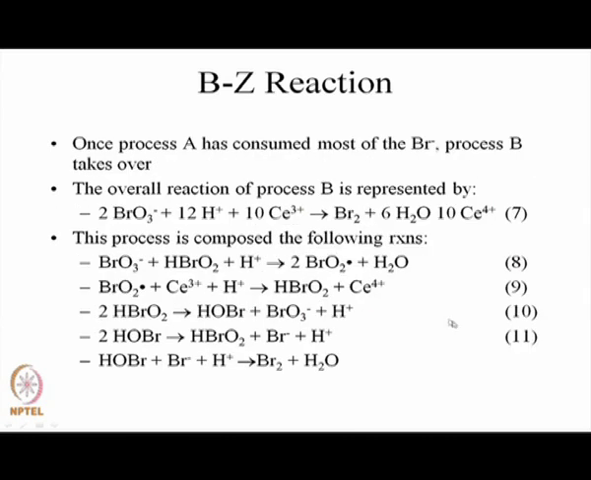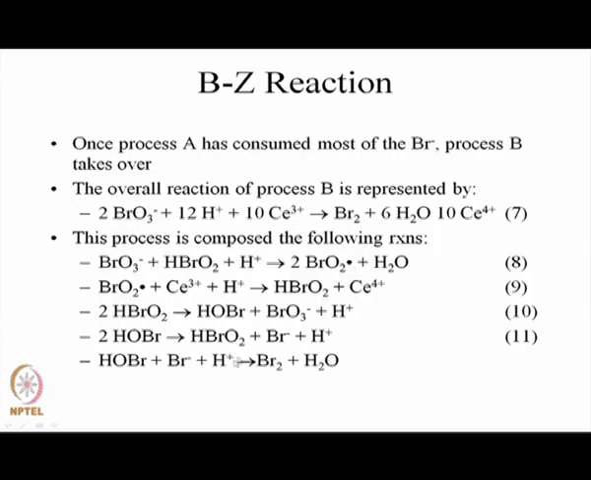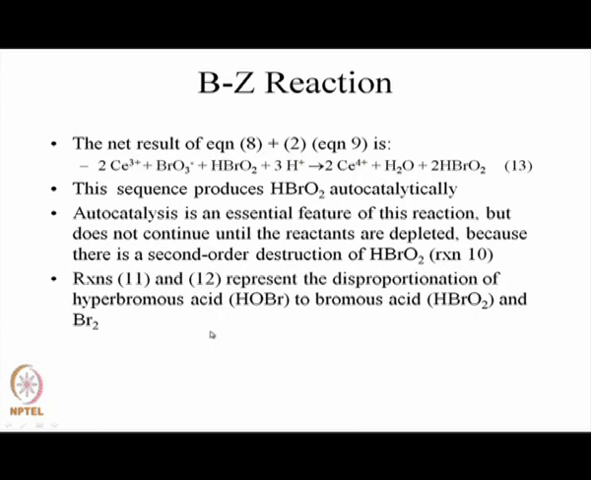Reaction 11 and 12, this is number 11 and this is number 12. So, these two represent your disproportionation of hypobromous acid to bromous acid and Br2.